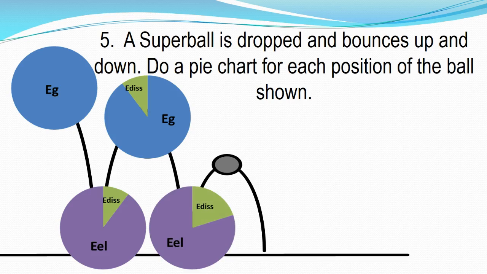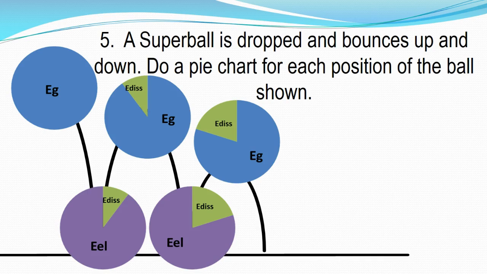Then it hits the ground again, becomes compressed again. The E-dis now gets bigger because we had another collision. More of that energy was dissipated, more of it turned into thermal energy, to sound energy. It's not lost, but it's no longer useful to us. It turned into something else. Then it bounces back up. That same size chunk of E-dis exists.